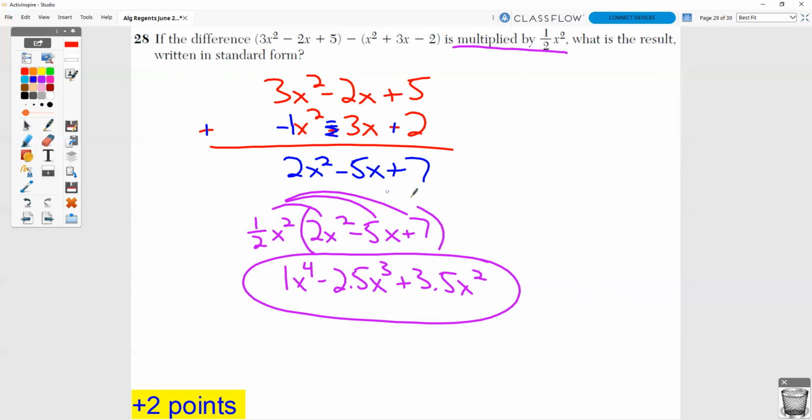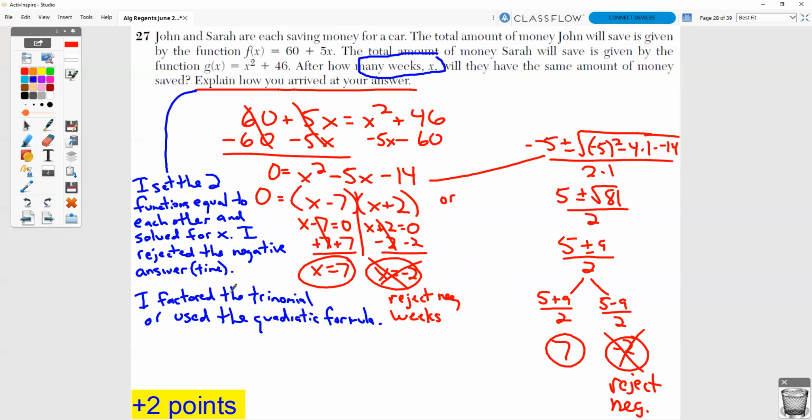So distribute, distribute, distribute. When you multiply with exponents, remember that you have to add your exponents. So it becomes 1x to the fourth minus 2.5x to the third plus 3.5x to the second. If you just did this first step where you subtracted the two things together correctly, you would get +1.